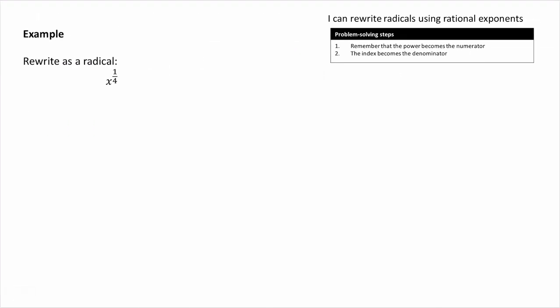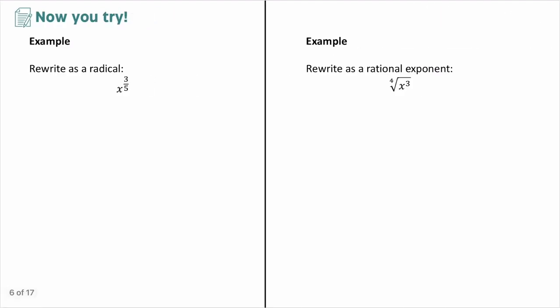Now let's go the other direction and rewrite this as a radical. So this is x to the 1 over 4. So remember what we do when we have x to the 1 over n. This is going to become the fourth root of x to the 1, which you can basically write as the fourth root of x. So now you can go ahead and pause the video and try doing these examples on your own.